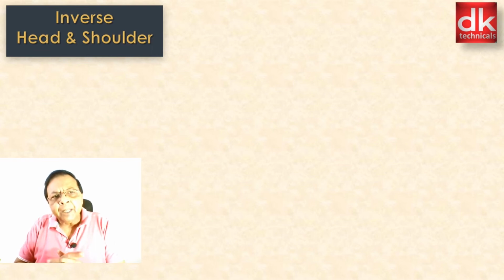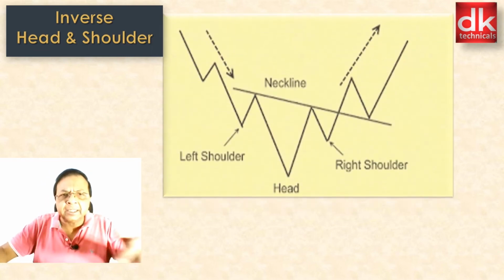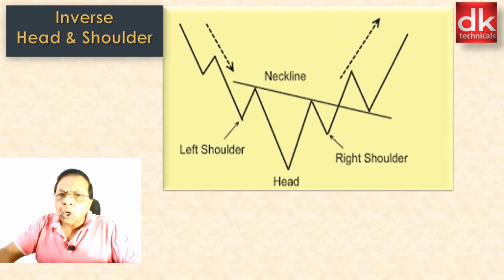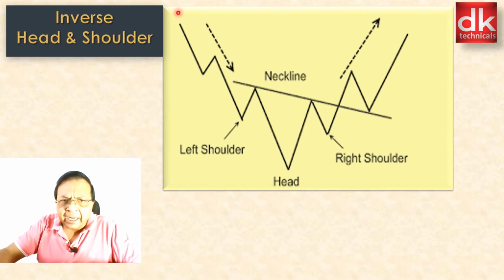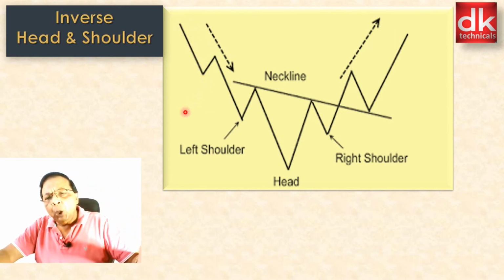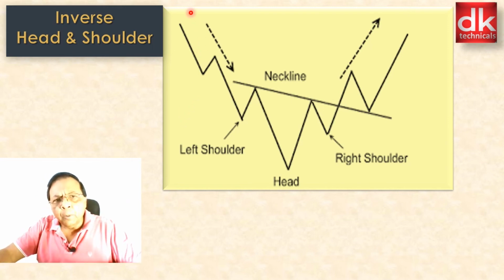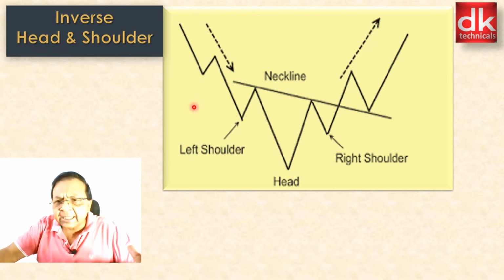So friend, let us understand inverse head and shoulder, and I will explain it pictorially first before we go to the example on the price chart. So the market was in a downtrend, which means the market was making lower highs and lower lows. So the falling wave was larger than the wave which got formed on the pullback of the price. So this wave is larger than this wave.